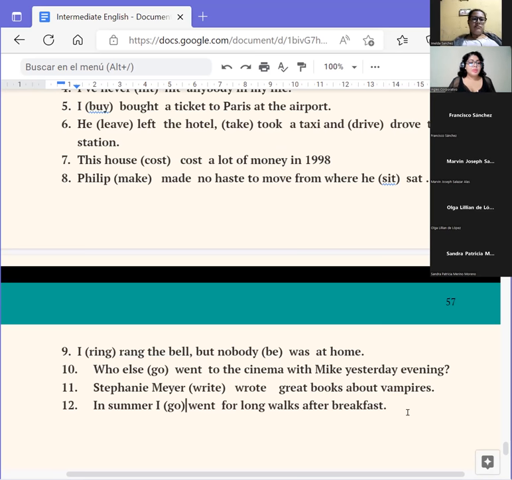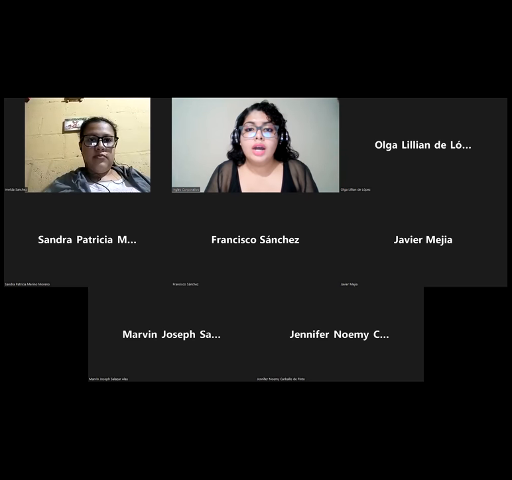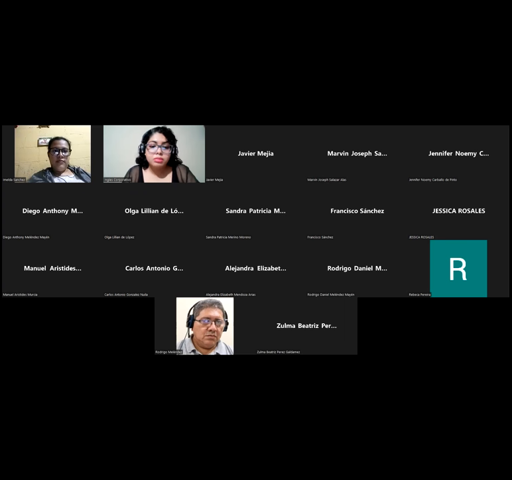Okay. So, in this case, we have the two parts. We have the two types of verbs in these exercises. We have the regular and the irregular ones. So, now I'm going to divide the group into small groups. The group A or group one, depending on the name of the room, is going to read the cat and the orange. And the group two or room B is going to read the paragraph about Harry Potter.